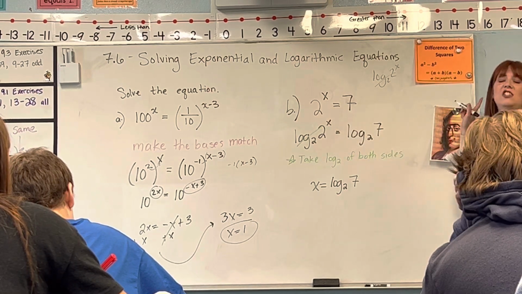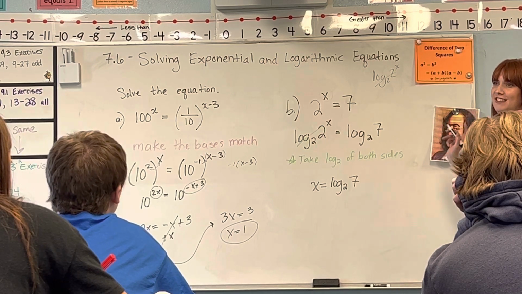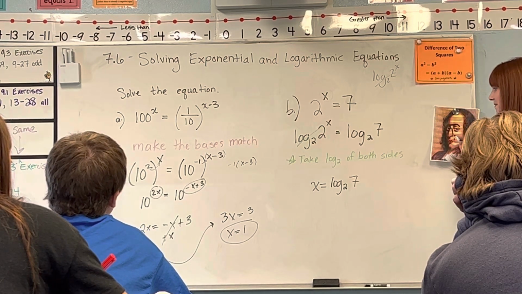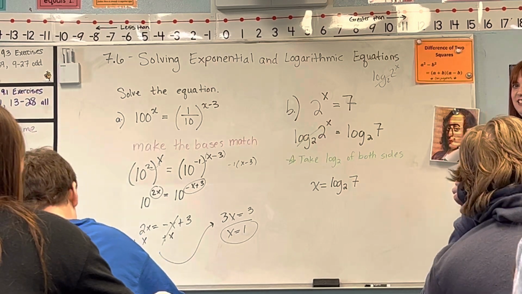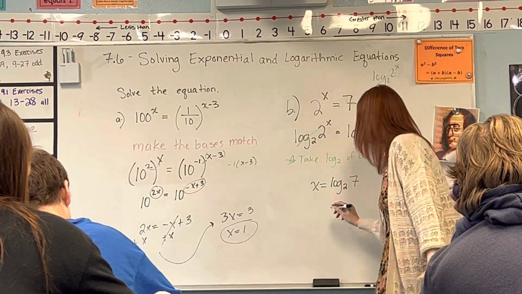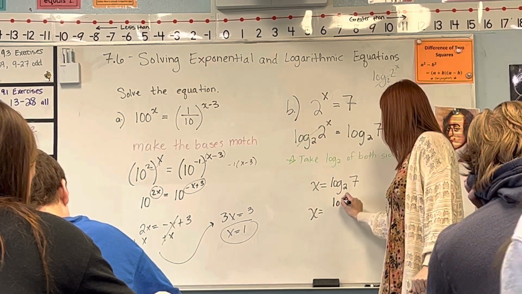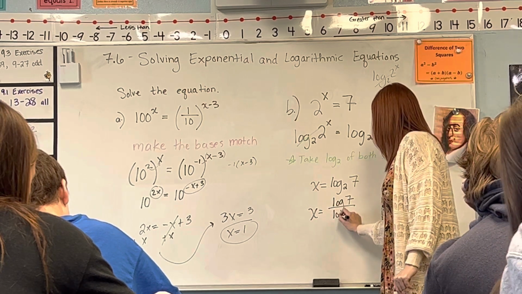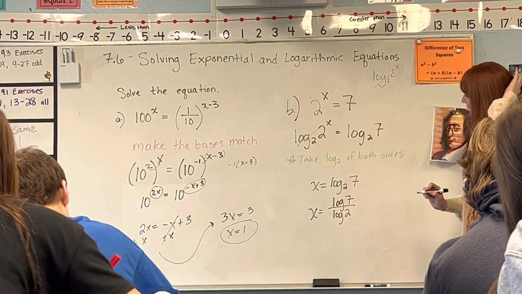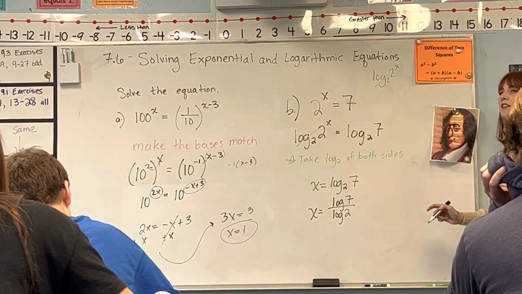So what did we just learn? Plug it in your calculator. But what formula? Oh, I know. The change of base formula. So x equals, we can use change of base. I can do common log of 7 divided by common log of 2. If you just plug that in your calculator, I think that's faster than going to find the log function.